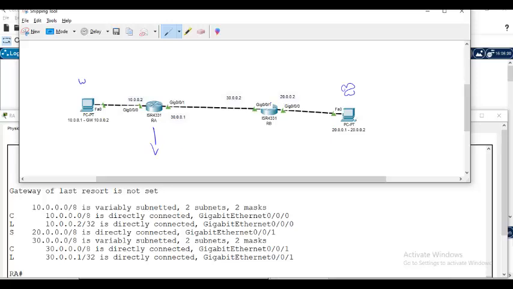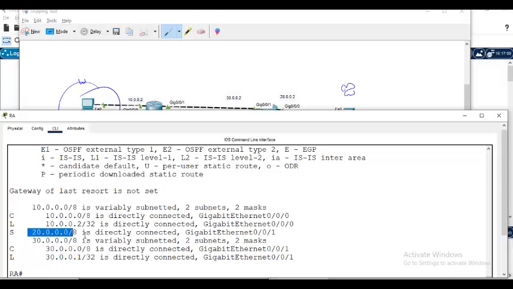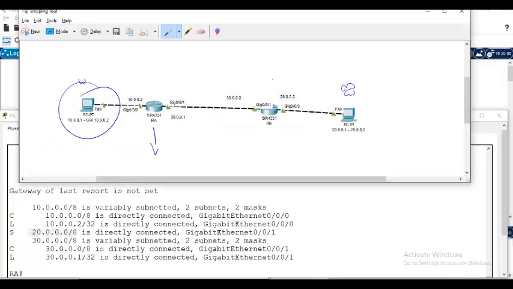Very correct. Request timed out, because the destination is known to the router very well. The destination 20, it knows. What it does not know is the return traffic. This router does not know the route. So I'll get request timed out. Let's see that. See, previously it was showing destination unreachable, but this time it is showing request timed out.